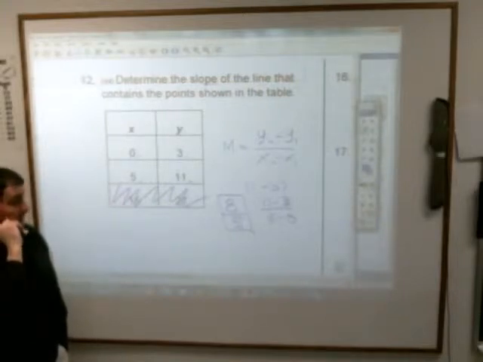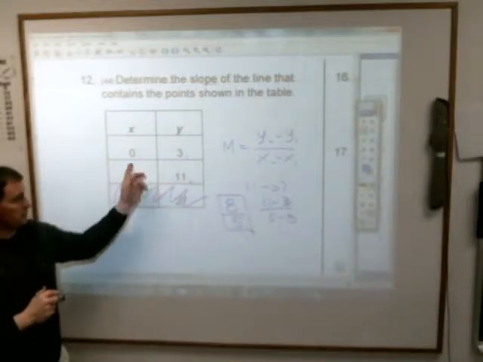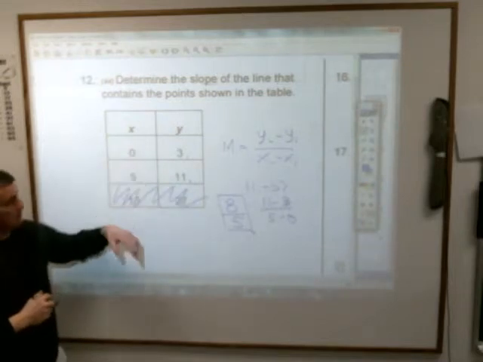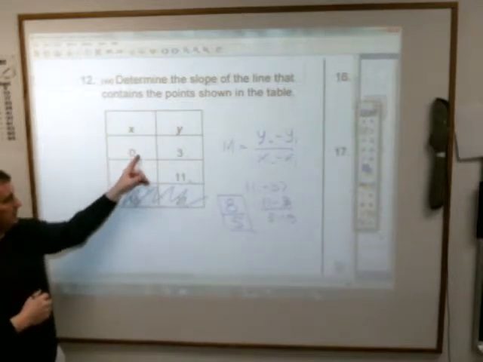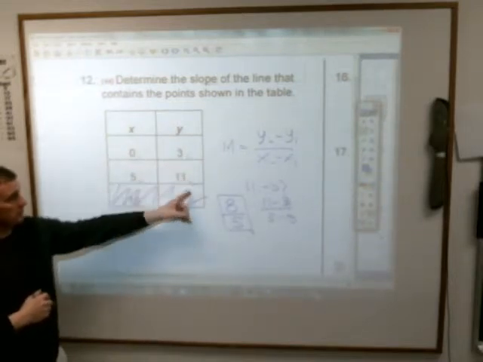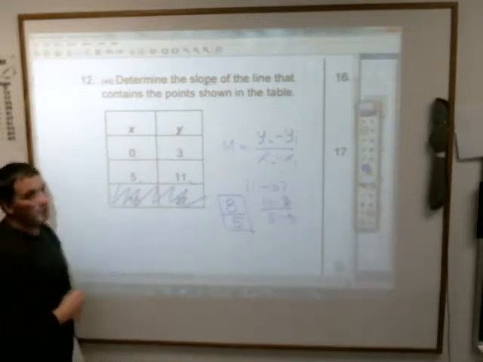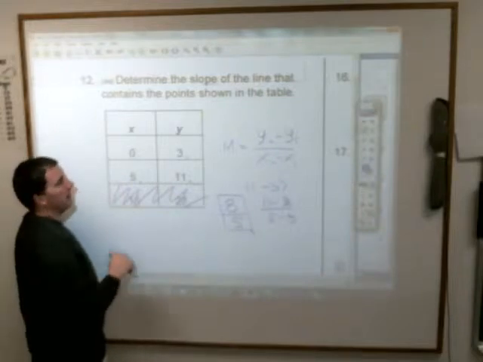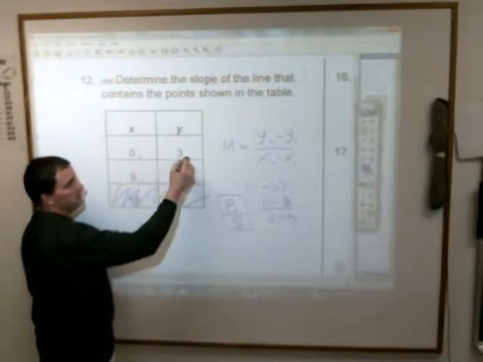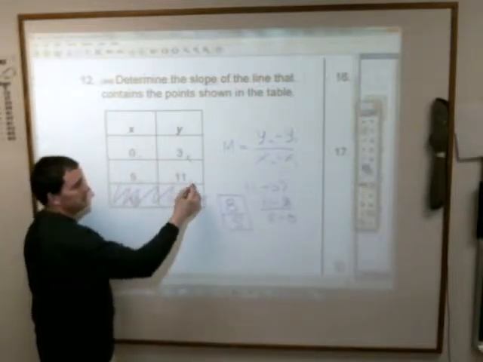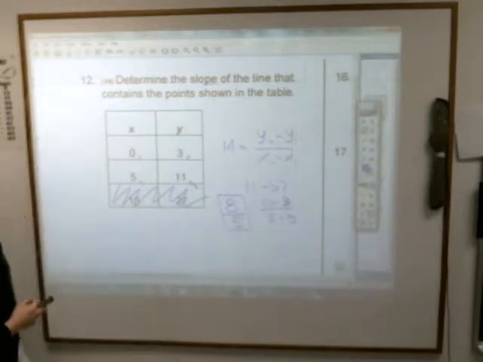Wait, which one is x1 and x2? It doesn't matter, as long as you're consistent. As long as these are both 2s and those are both 1s, you can call them. I made the first one 1, the second one 2, 1, 2. You get to pick if you want. I made this 1 and this 1, this 2 and this 2. Just so I can see it.